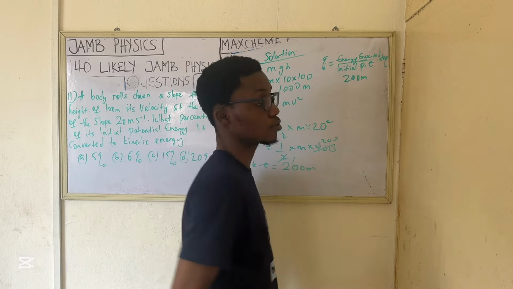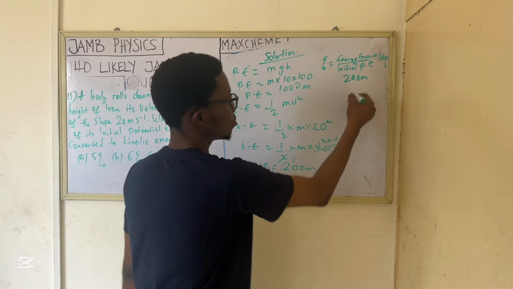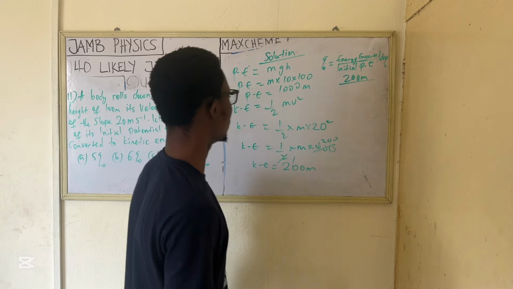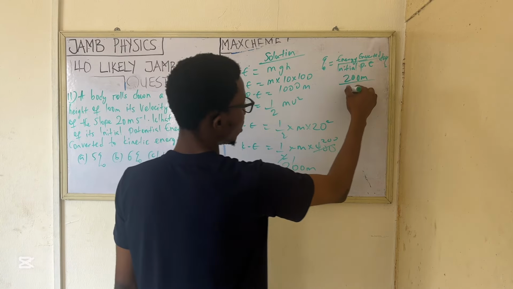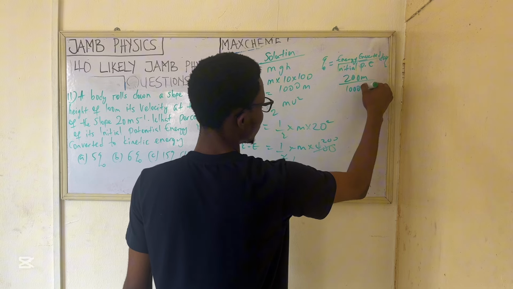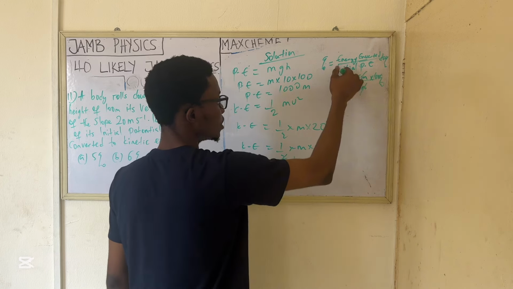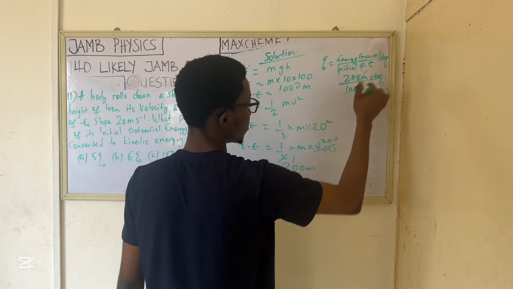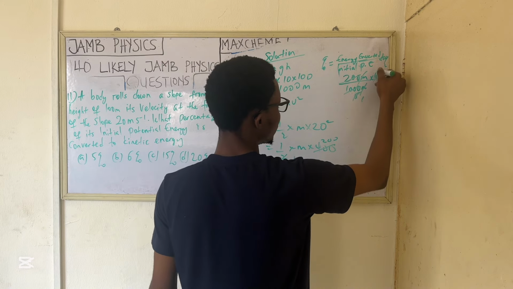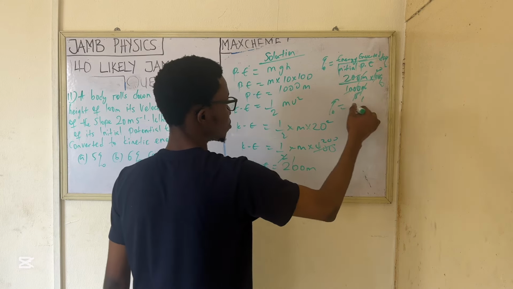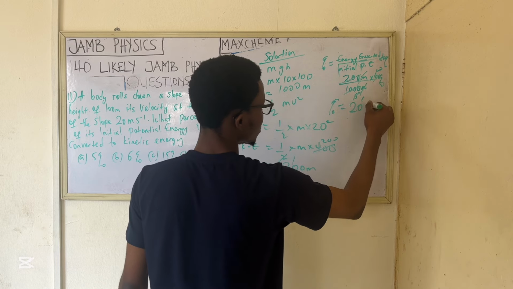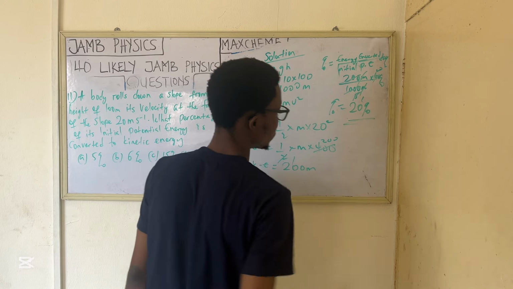It was in terms of mass. We're not given the mass. And the initial potential energy was 1000 m, so 200 m over 1000 m times 100%. So m will cancel m. 200 here 1, 200 in 1000 is 5. So we have 5 here 1, 5 here 20. So we have the percentage equal to 20%.